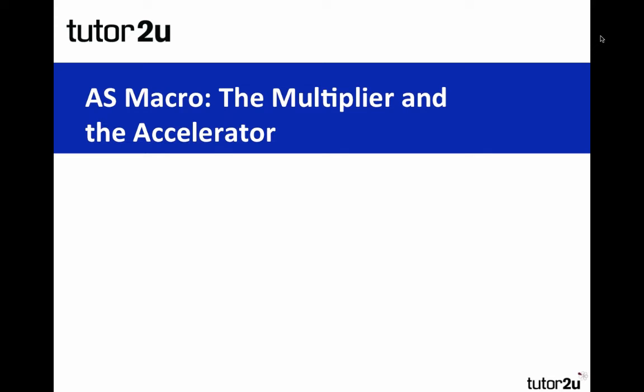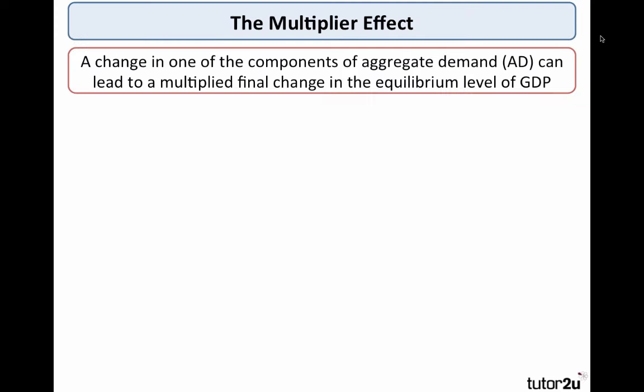Hello and welcome to this revision webcast, which this time is focusing on AS macro, and in particular we're going to have a look at the multiplier process, the multiplier effect, and also something called the accelerator effect. So this is a 15-20 minute diet of macroeconomics, and hopefully you'll get some good relevant examples to think about as part of your revision.